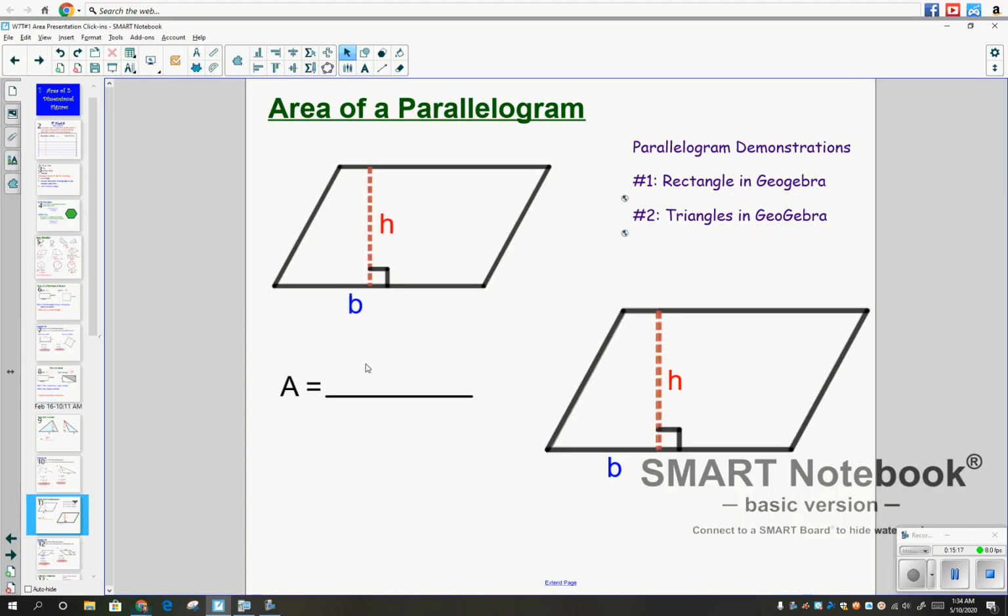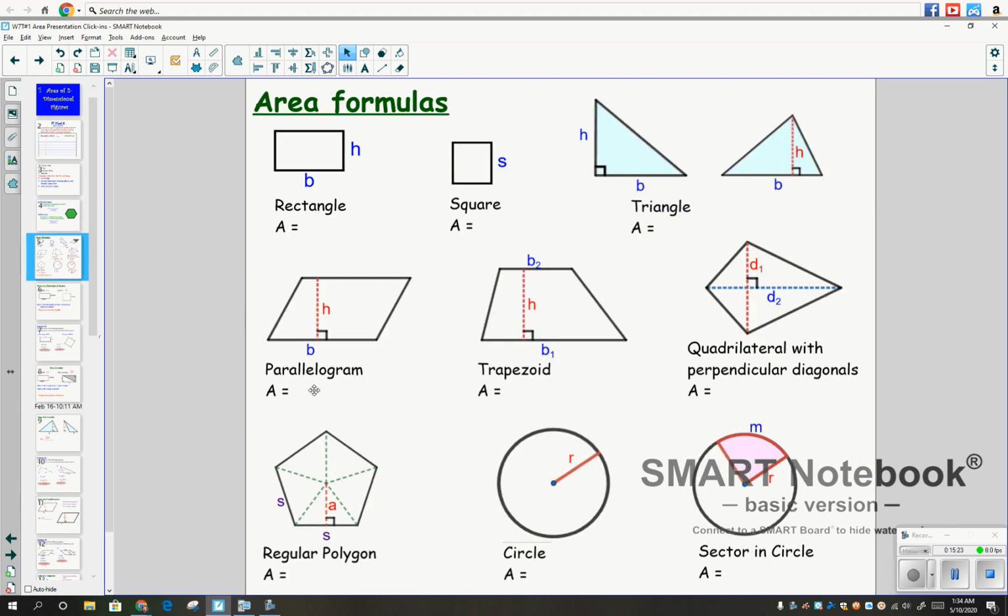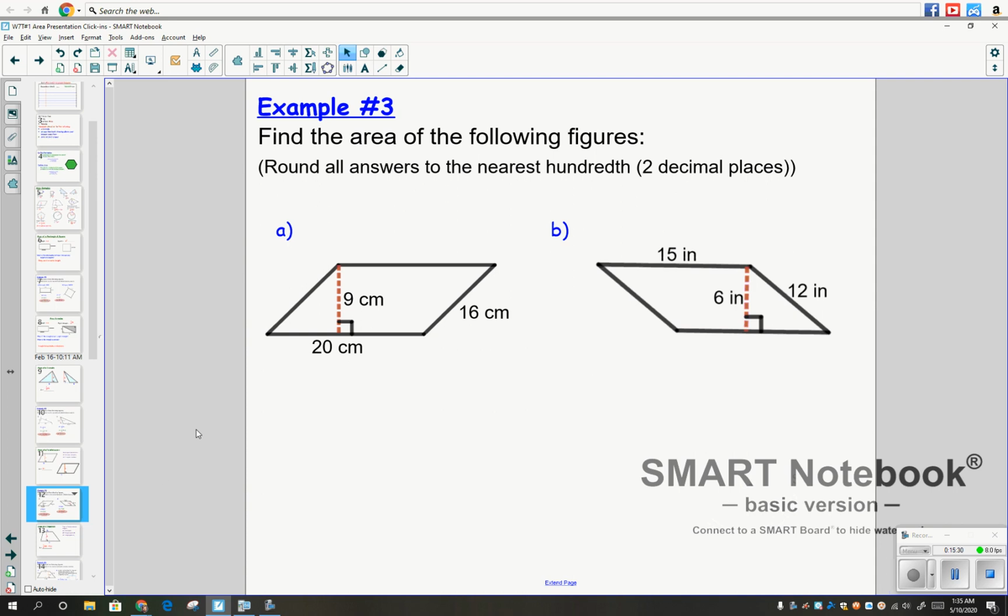So the area of a parallelogram is base times height. So we can go back to our formula sheet and add in base times height to that as well. Let's take a look at some examples of some parallelograms.